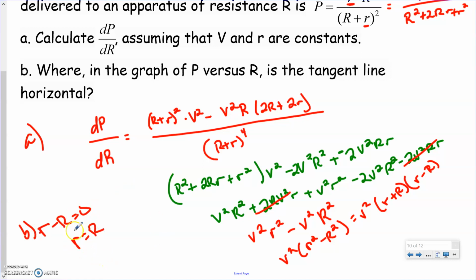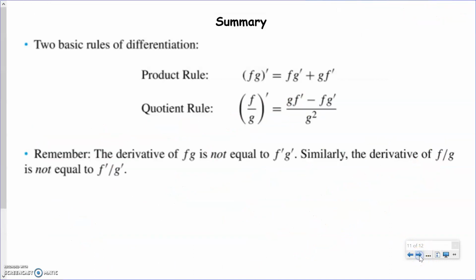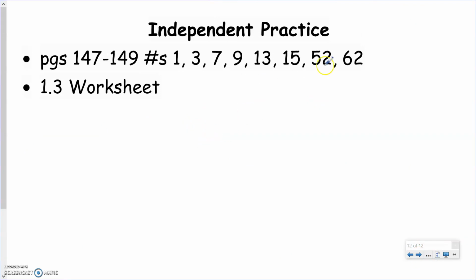Okay, I'm not so concerned with this. It's just a good application problem to practice. There's your summary. There's your practice. Don't worry about 62. If you have any questions, let me know.